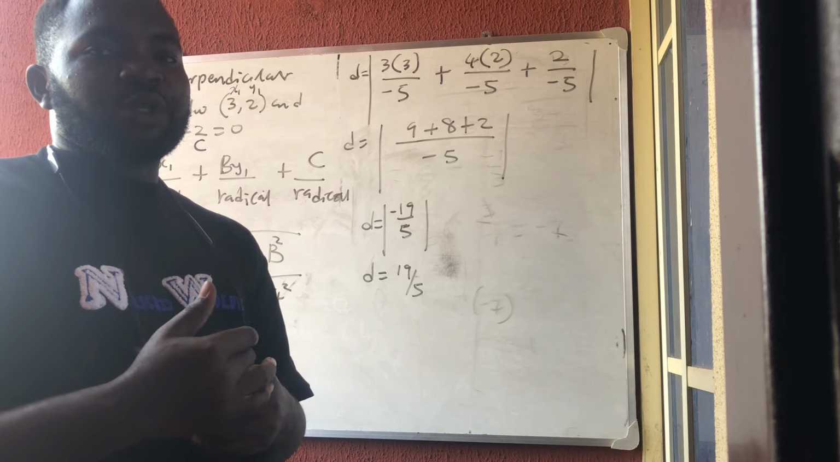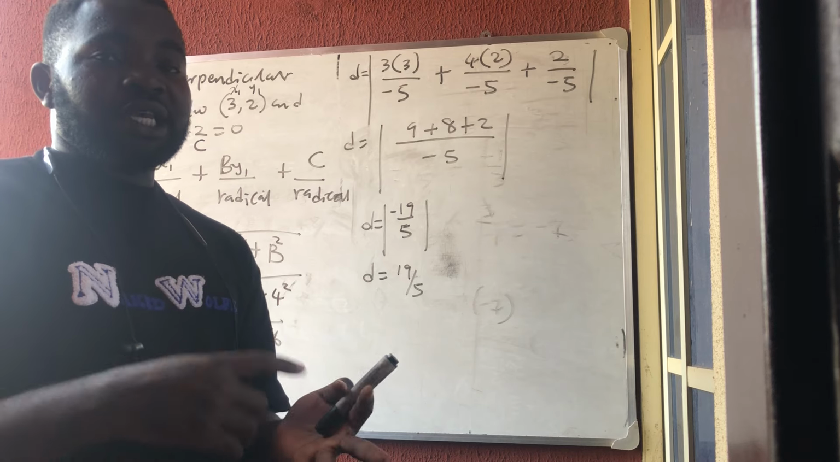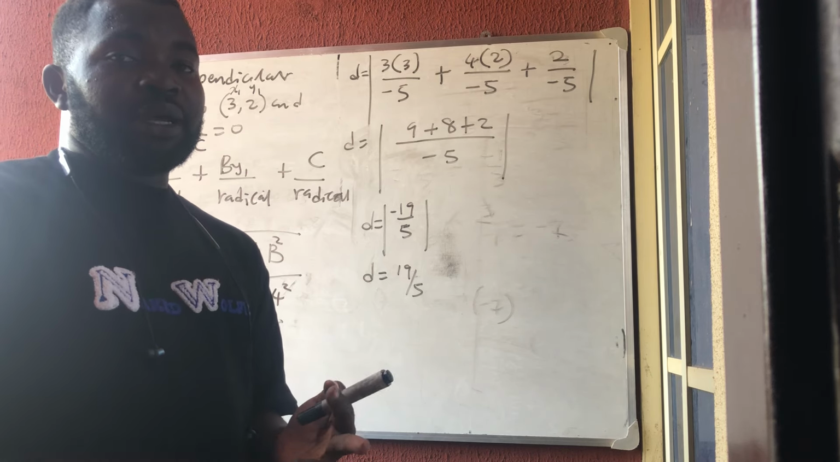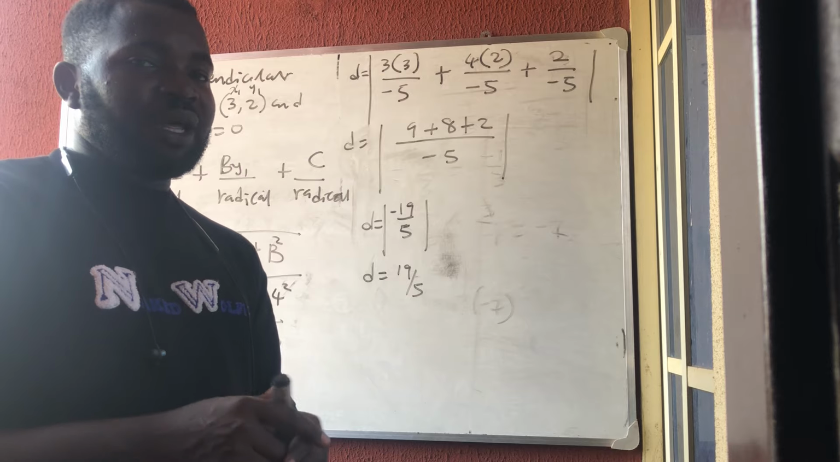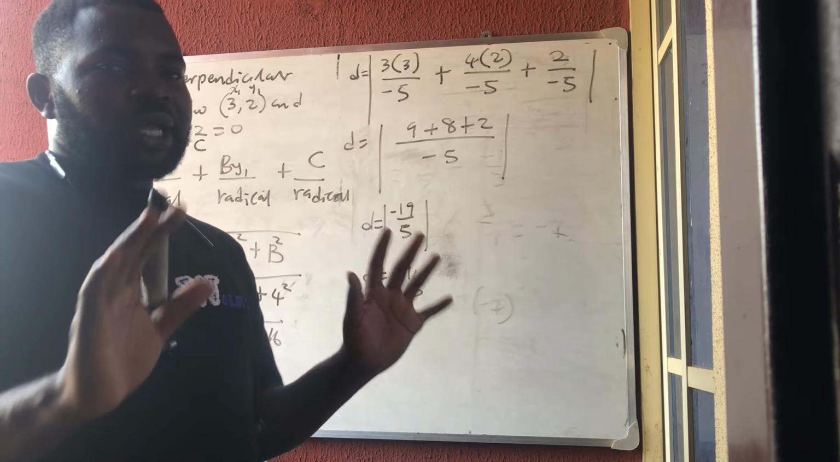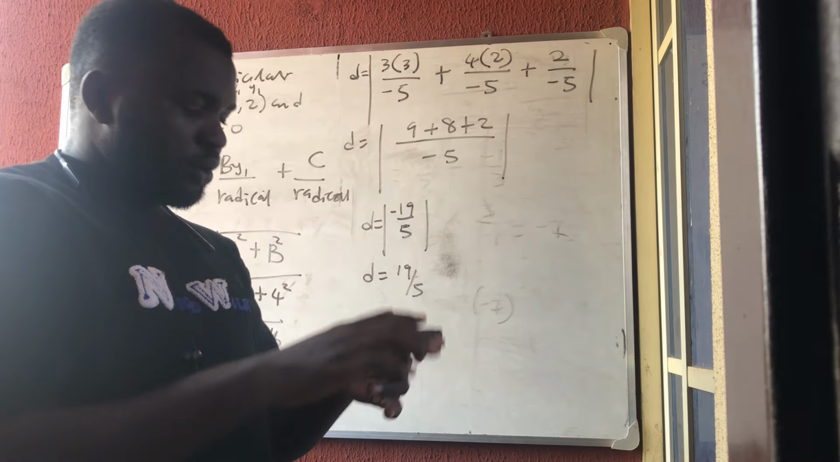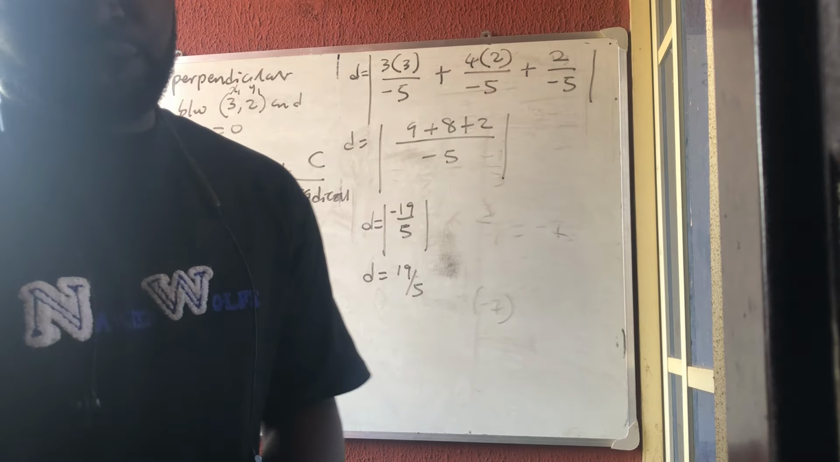In our next class, we'll be talking about the circle. After circle, ellipse, after circle, parabola, ellipse, and hyperbola. These are the conic sections. We are done with coordinate geometry. We'll now move into the other sections of mathematics.